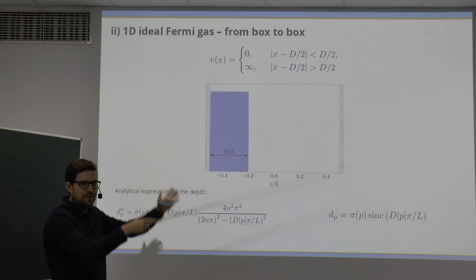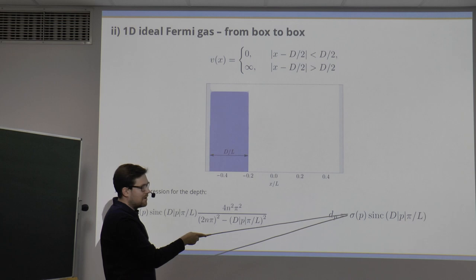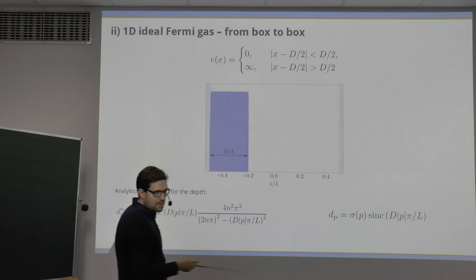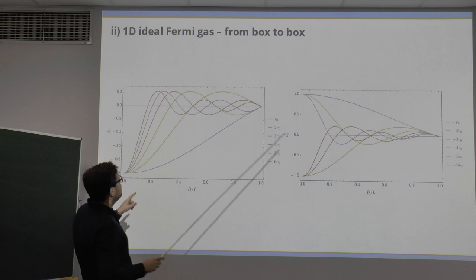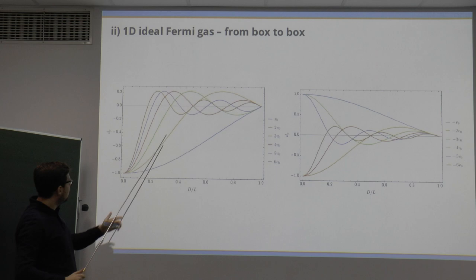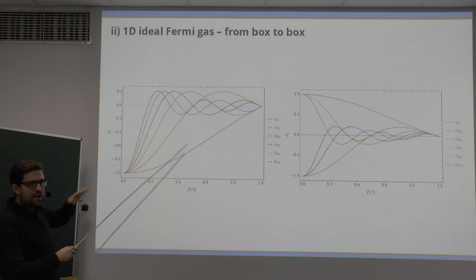So again, this function sigma, which tells us whether it's bright or dark, and sinc, which is a function of the width of the initial box and velocity p, or this integer counting the velocities. So this is the plot in which this relative depth is plotted with respect to the initial width of the box. So for example, in the left picture, we have right movers, so p positive.